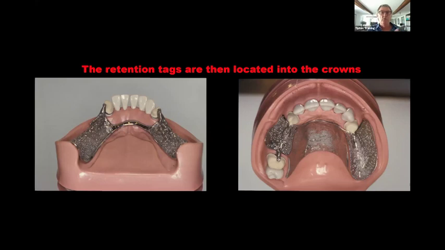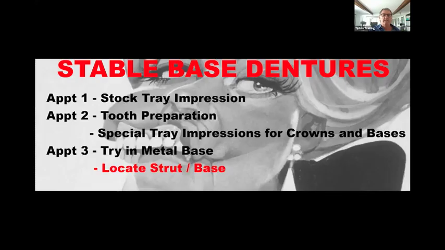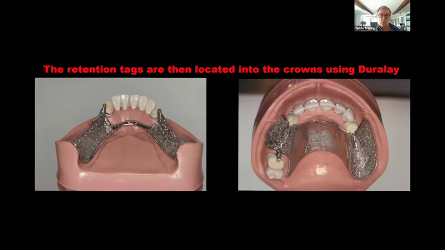Next, attach the struts to the stable base. Into the crown, having tried everything in and it fits, is to locate the strut and the base together. Okay, so we're at this stage. We're now going to link the two together in the mouth using Duralay.